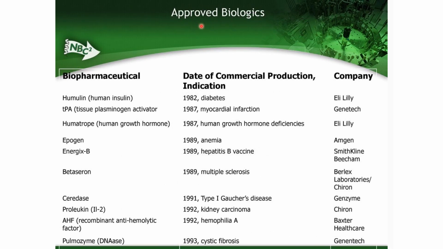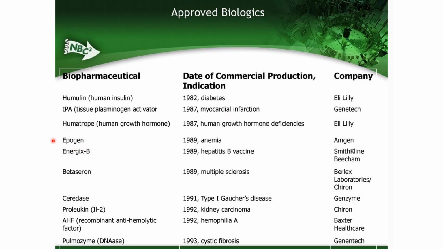Here are some of the approved biologics or biopharmaceuticals, their date of commercial production, their indication, and the company which manufactured them. We have here the Humulin, human insulin. This was first commercialized in the year 1982, and this is indicated for the treatment of diabetes. We also have the TPA, tissue plasminogen activator, and this was commercialized in the year 1987, and this is indicated for myocardial infarction.